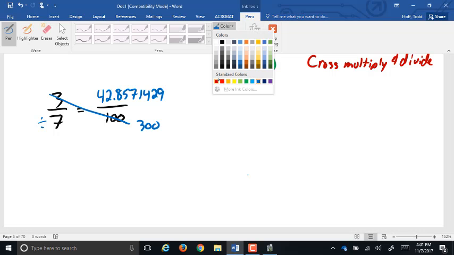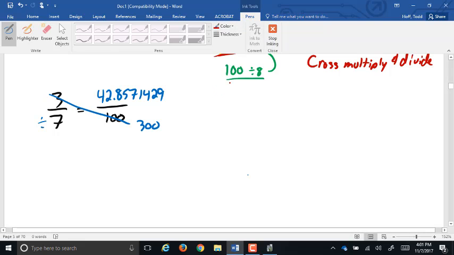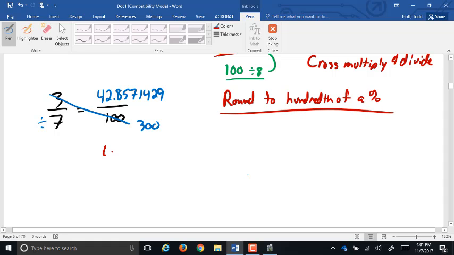Now, obviously, I don't want to leave it out there. As a general rule, unless you're told otherwise, MyMathLab will often tell you to round to a 10th of a percent or a 100th of a percent. If you're not told, assume you can round to the 100th of a percent. So this would be 42.86%. That 100th of a percent comes from the banking industry standard, which is usually 2 decimal places on your percents.